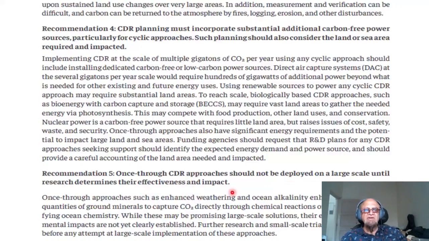So enhanced weathering, enhanced rock weathering, is already being debated about what it will do to the soil, whether it will increase methane emissions and so on and so forth. So once-through approaches generally are hard to monitor and verify, but also they can have other impacts. So you need research and small-scale trial projects before any attempt at large-scale implementation of these approaches is deployed.